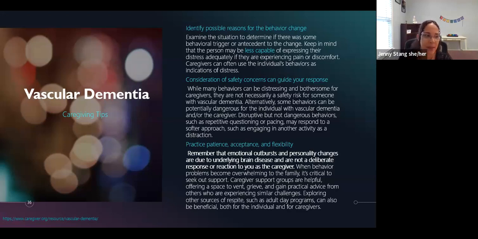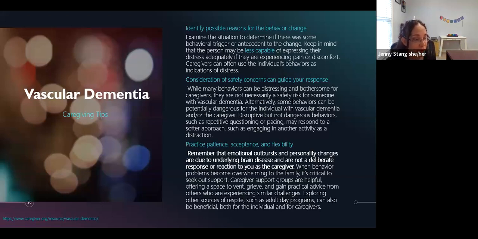Practice patience, acceptance, and flexibility. Remember that emotional outbursts and personality changes are due to underlying brain disease, and they're not a deliberate response or reaction to you as the caregiver. So when the behavioral problems become overwhelming to the family, it's critical that you seek out support. You might understand that this is the disorder talking, or this is the disease behaving in this way. But again, assess for safety.